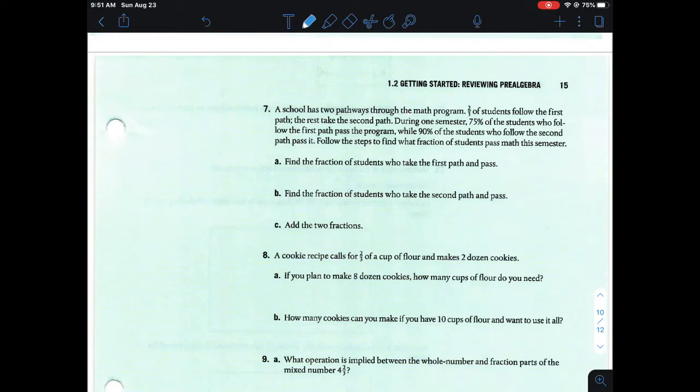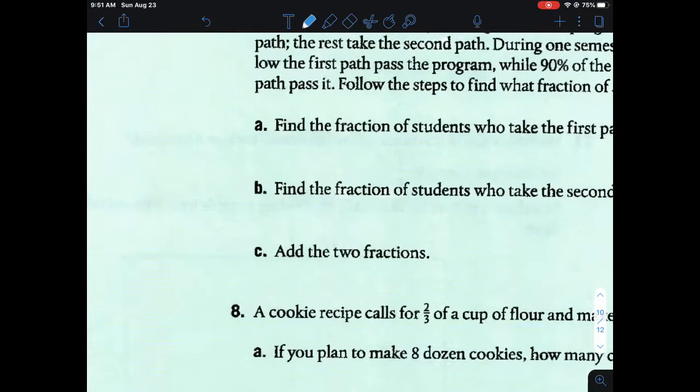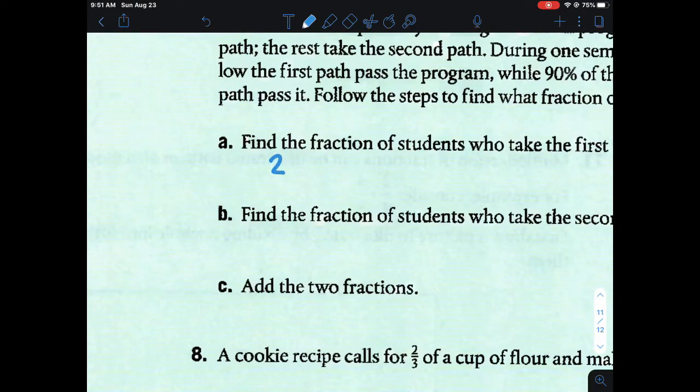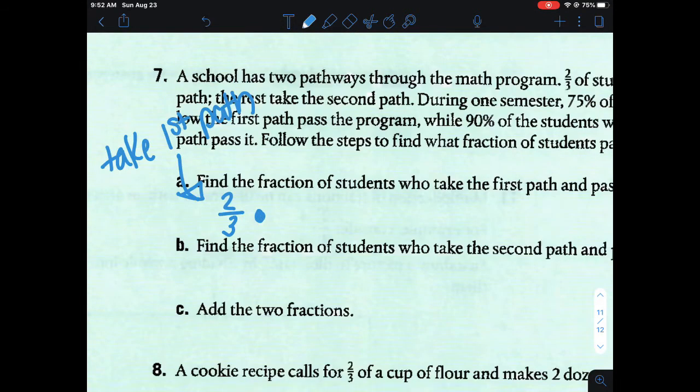So there's the 2 paths. 75% pass the first path, 90% pass the second path. All together, out of all the freshmen, how many are passing math this semester? So we need to combine those together. So they give us some steps to follow. So part A, find the fraction of students who take the first path and pass. So we have the 2/3 are taking the first path and they pass.